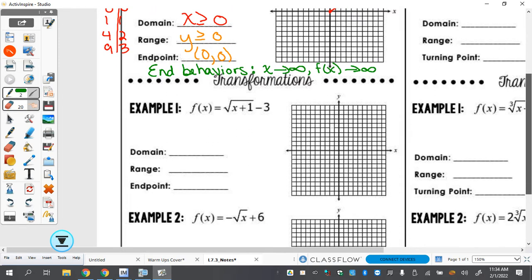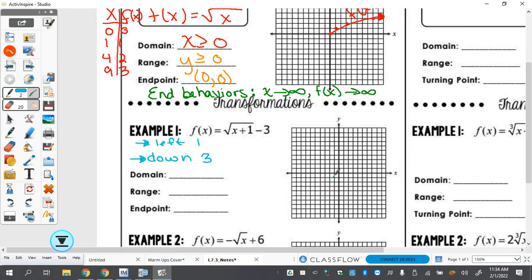So let's take a look at our transformations again. If we have f of x equals the square root of x plus 1 minus 3, what are those two transformations that are happening? Left 1, and then down 3. So we can take that parent function that we just graphed up above and move each of those points that we plotted left 1 and then down 3 to create our new graph.